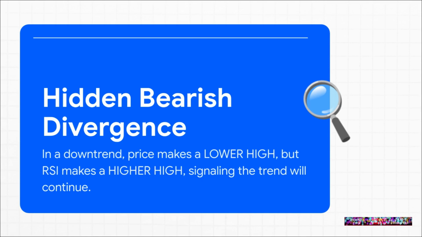And again, same logic for a downtrend. The price is falling, it has a little relief rally, and makes a lower high. But at the same time, the RSI makes a higher high. This is hidden bearish divergence. It tells you that this little pop in price is weak and the dominant downtrend is likely going to take over again very soon. It's a great confirmation signal.